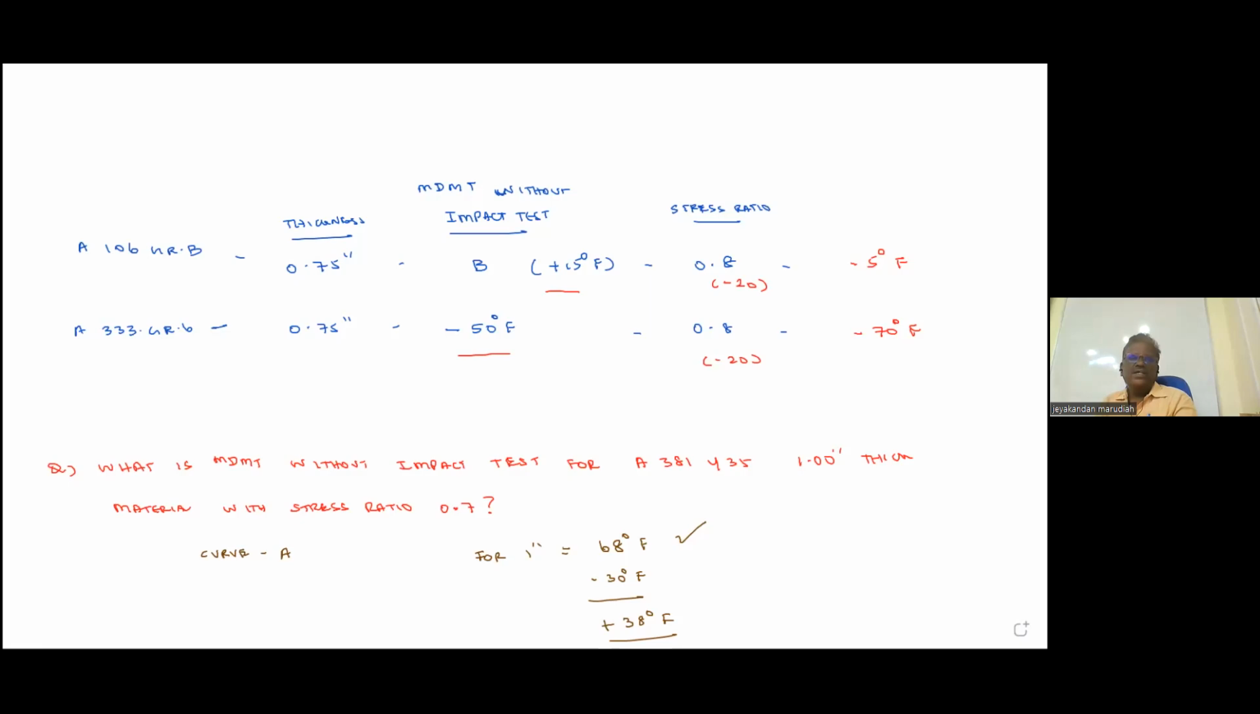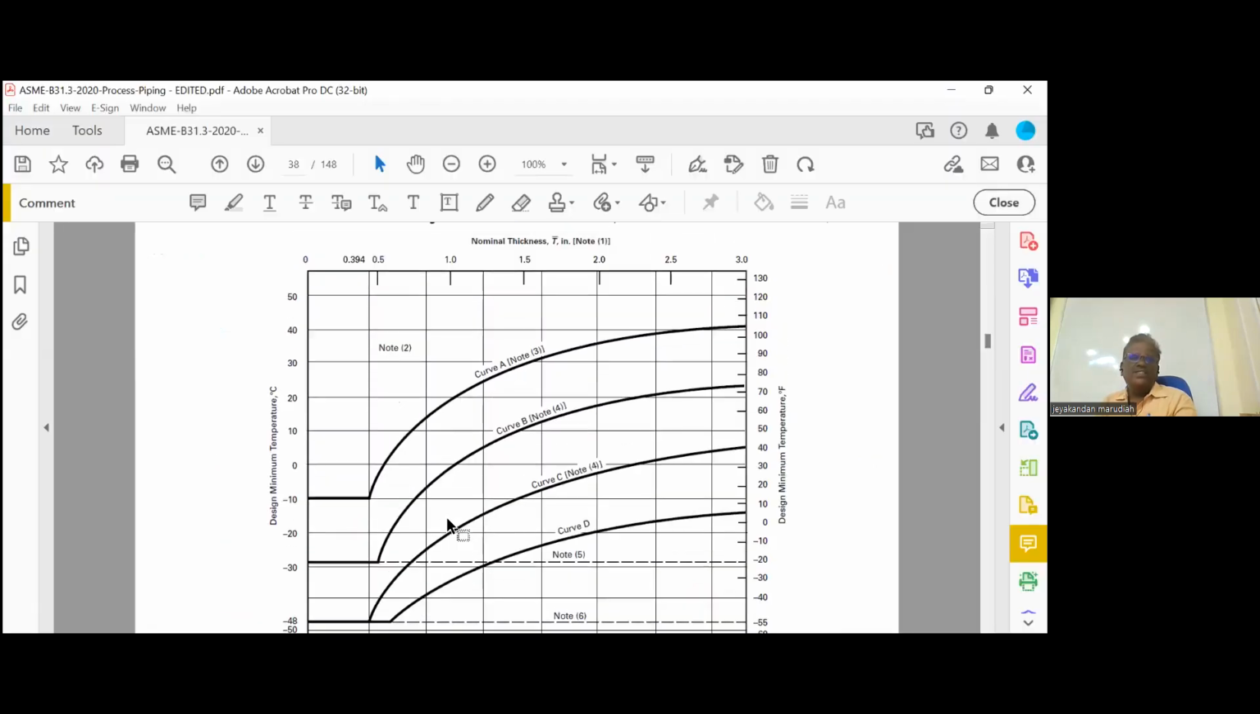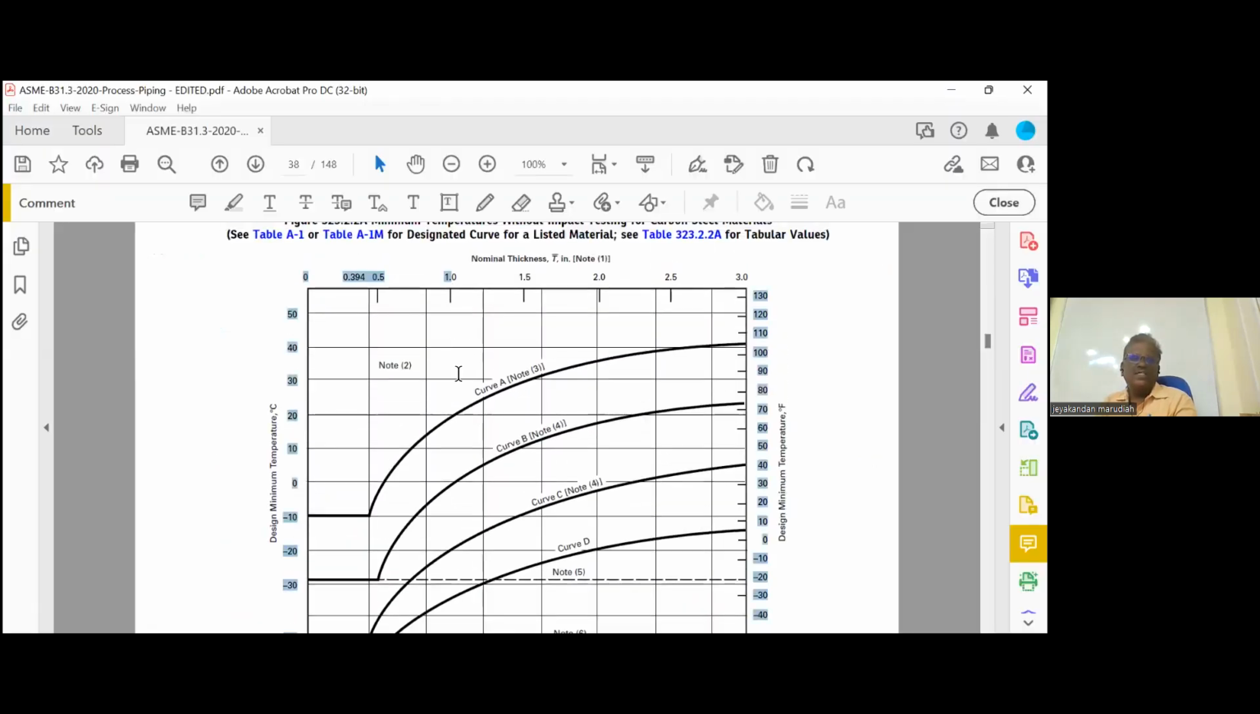See, this is curve A. Our thickness is 1 inch. If we match 1 inch here, straight away the 1 inch in curve A will come this side. It is Fahrenheit. So 1 inch curve A will match here. It will be 68 degrees Fahrenheit. This is 70, it is 68, it will match. Exactly matching this line is very difficult. That's why we are using the table, for accurate values.